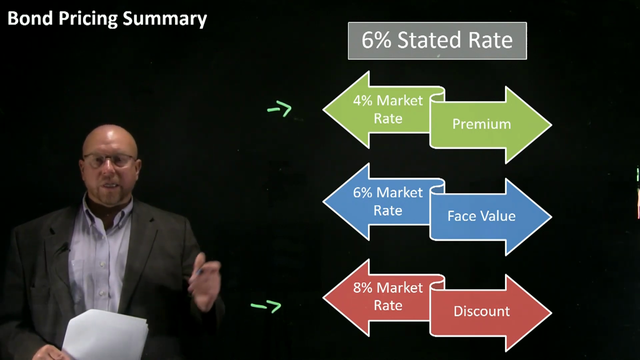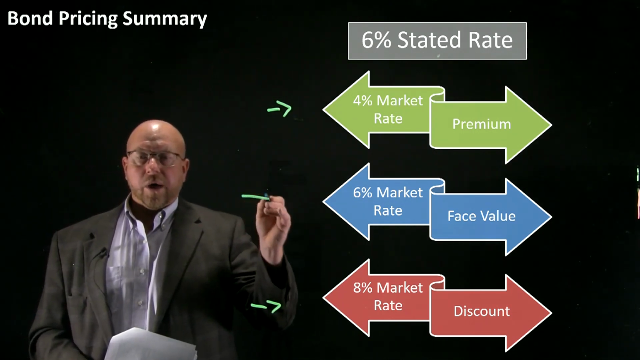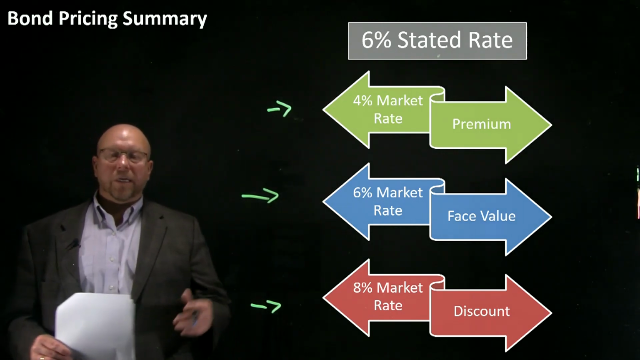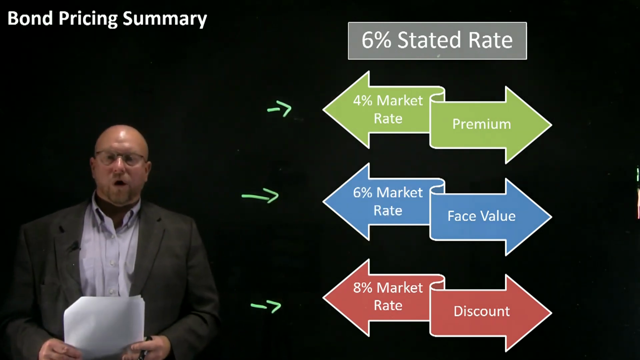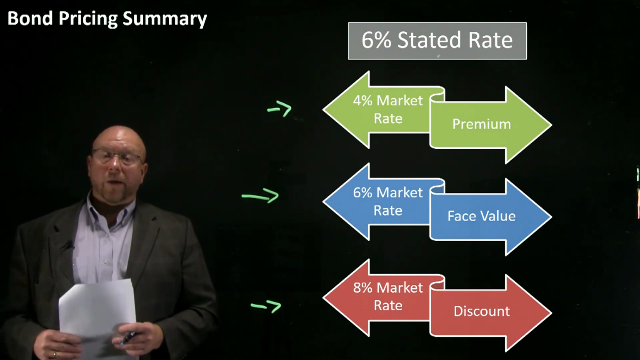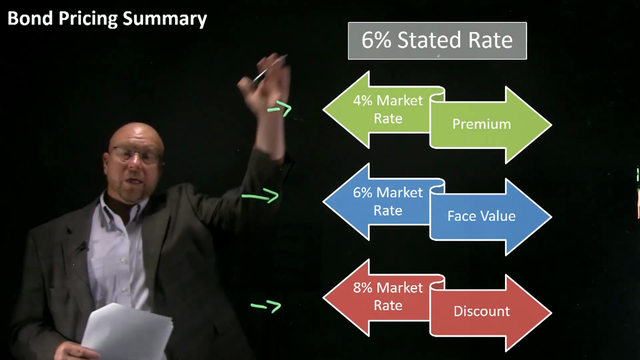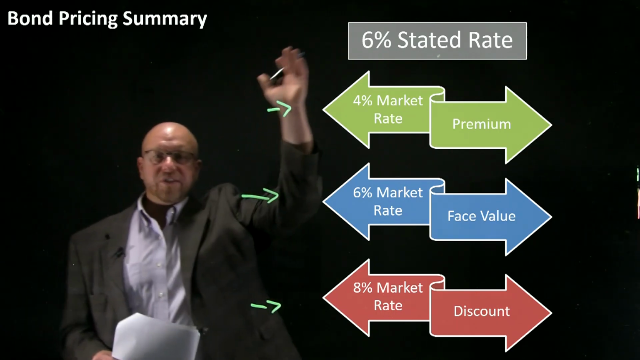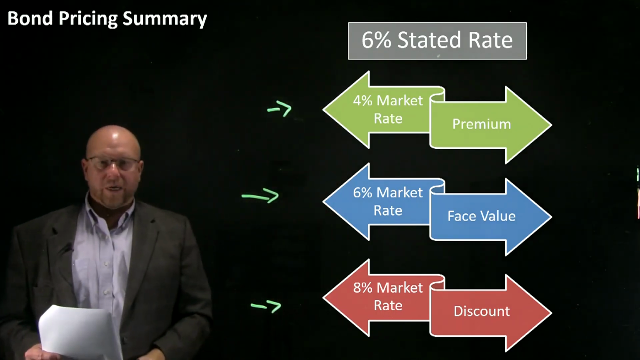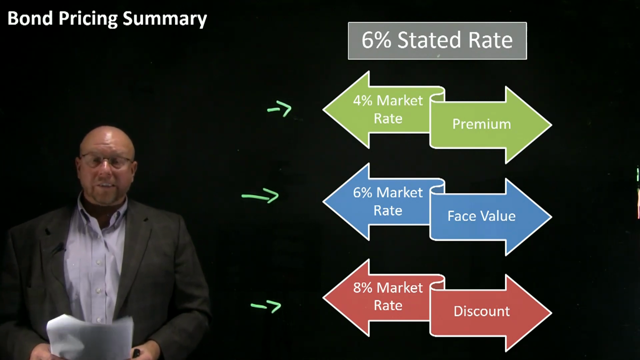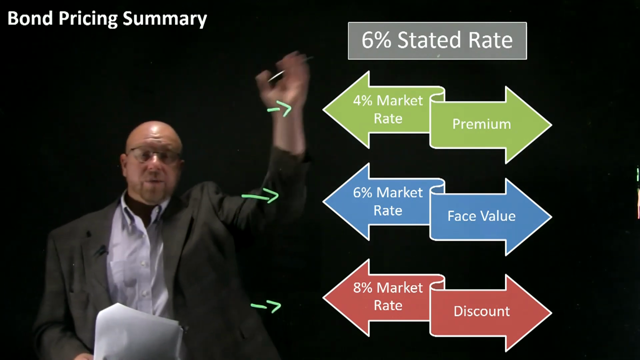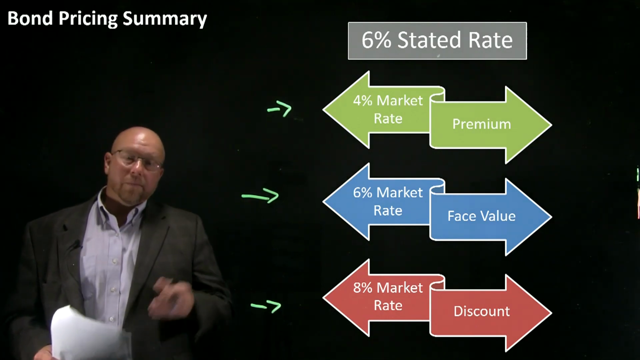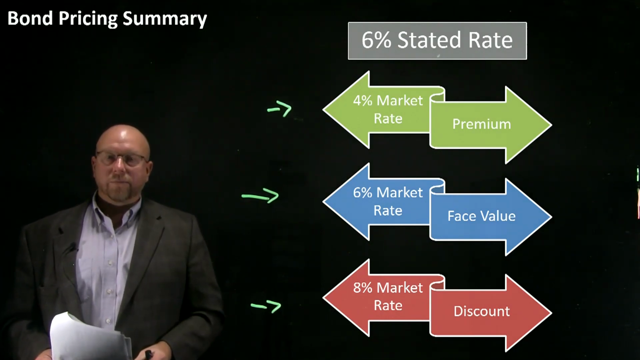Now, if the stars align and it just so happens that the market rate is equal to what our bonds pay, then the bonds will be issued at face value, sometimes called par value. So, rule of thumb, if the stated rate is more than the market rate, bonds will be issued at a premium. If the stated rate is less than the market rate, the bonds are going to need to be issued at a discount. And if the stated rate is equal to the market rate, go buy a lottery ticket because that hardly ever happens, but also issue your bonds at face value.